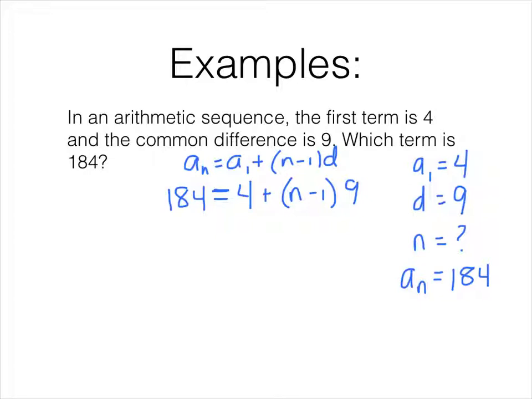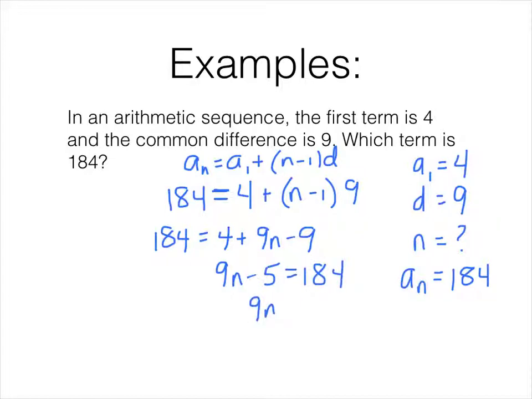So distribute that 9. 9n minus 9, which makes this 9n minus 5. I'm just going to flip it around because I'm more comfortable this way. There we go. 9n equals 189. Divide by 9, n equals 21. It's the 21st term. So far, not difficult at all, just application of formulas.